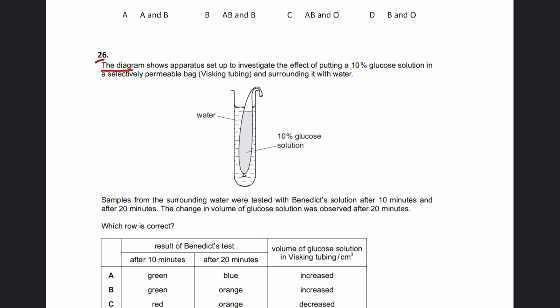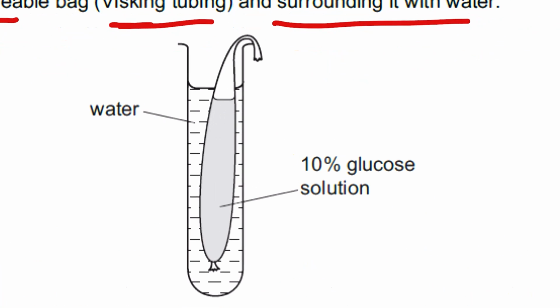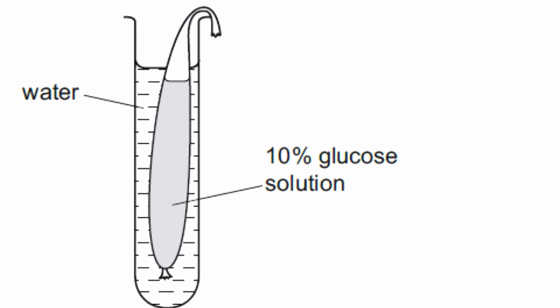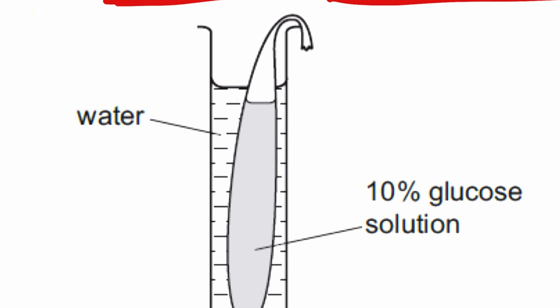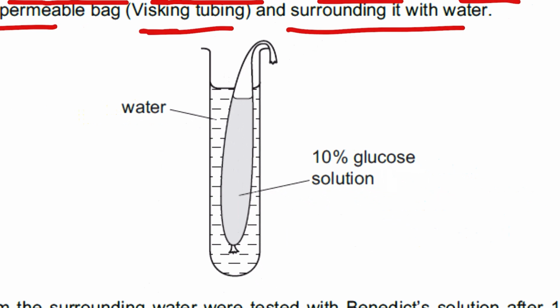The diagram shows apparatus set up to investigate the effect of putting a 10% glucose solution in a selectively permeable membrane bag, Visking tubing, and surrounding it with water. So guys, if we look at this diagram, there is a bag known as the Visking tubing, and the wall of the Visking tubing is partially permeable. Inside the bag there is 10% glucose solution, and outside the bag in the test tube there is water.